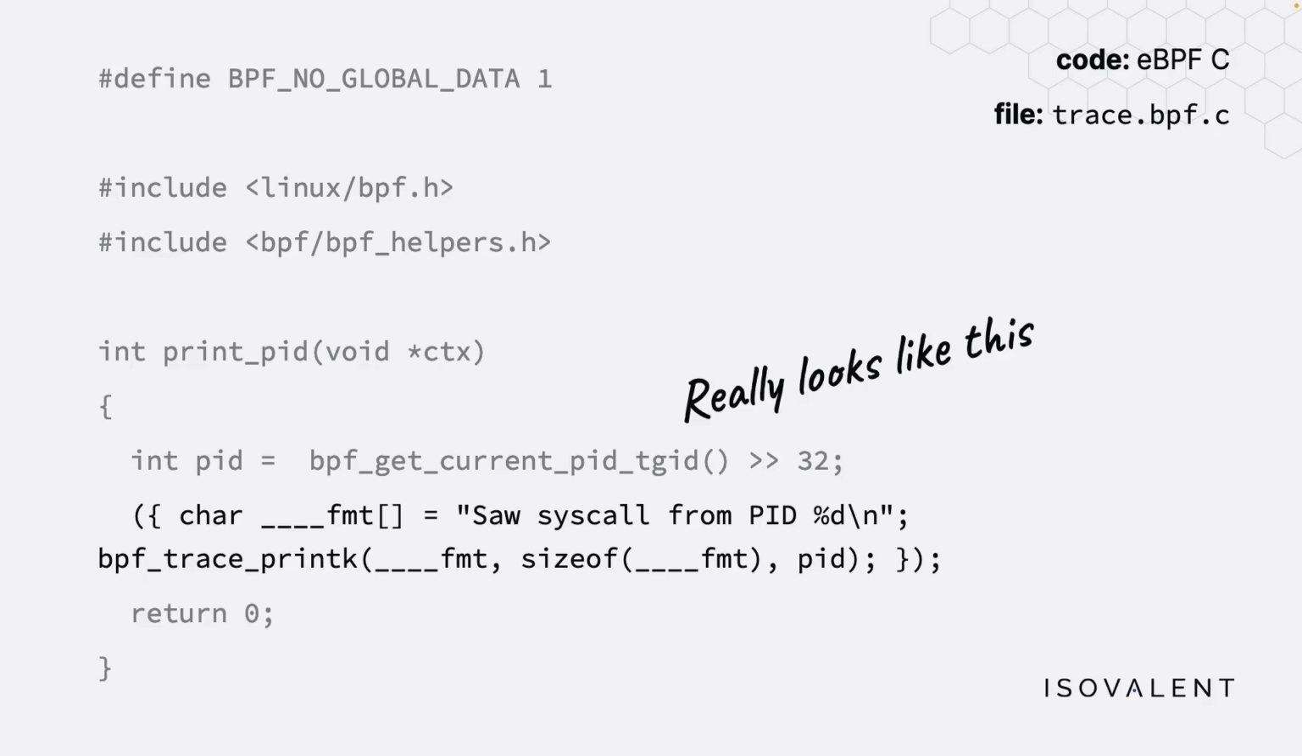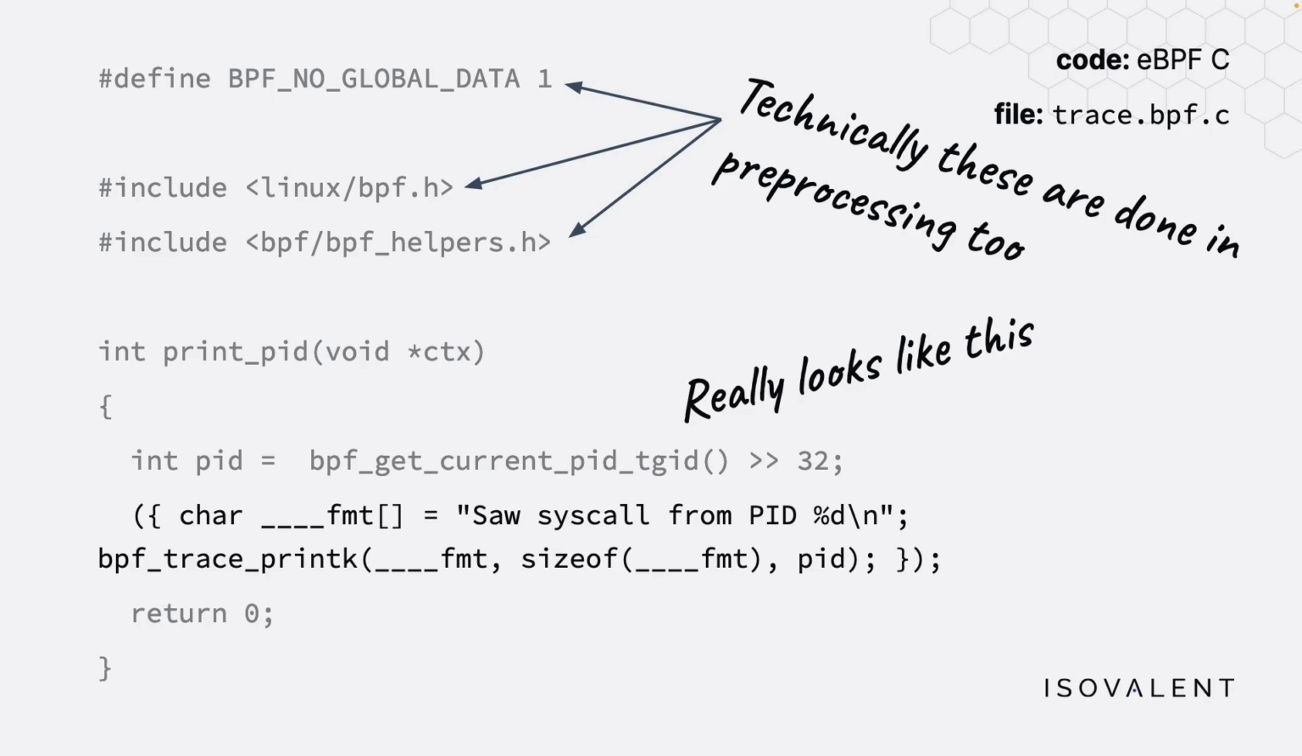So our two functions that we actually care about are BPF get current PID TGID and BPF trace printk. And as I said, technically those imports are done in preprocessing too, but I haven't filled them out on the slide just because it would be too big.